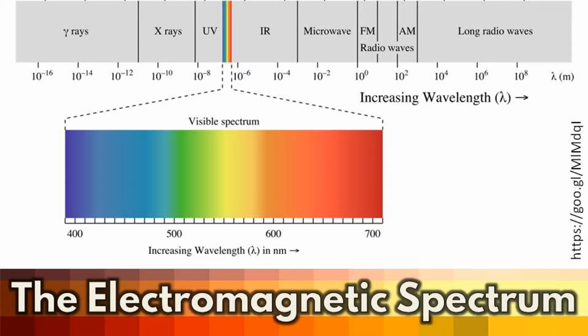You might notice that there's a scale on that graph at the top of the page, and it goes from 10 to the negative 16th power meters of wavelength to 10 to the 8th power meters. Just a quick check: 10 to the 8th means 1 followed by 8 zeros. 10 to the negative 16th means you move the decimal point 16 places to the left. So it's a very, very small number.